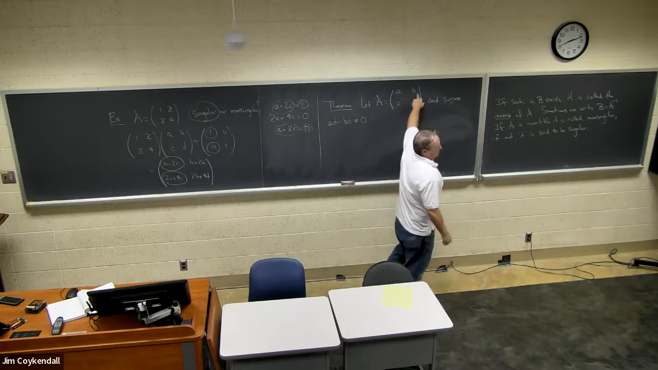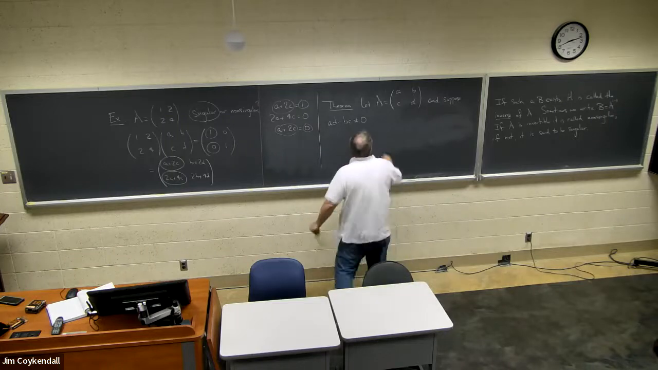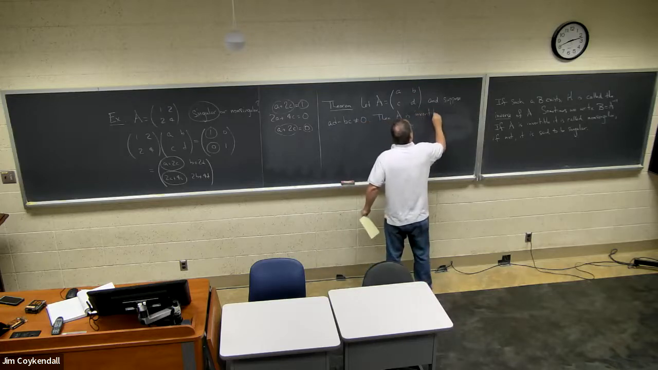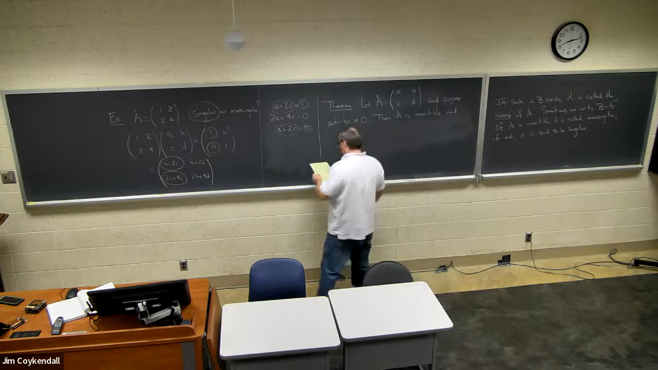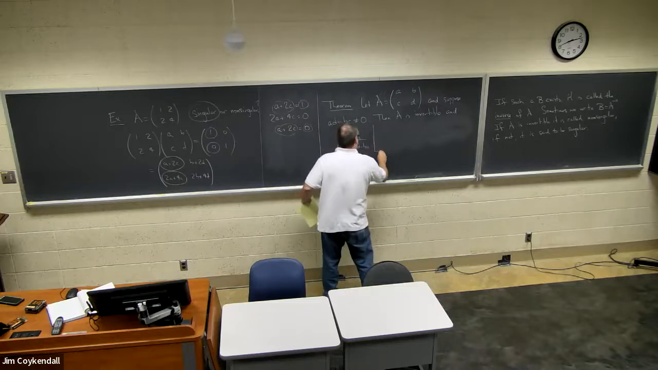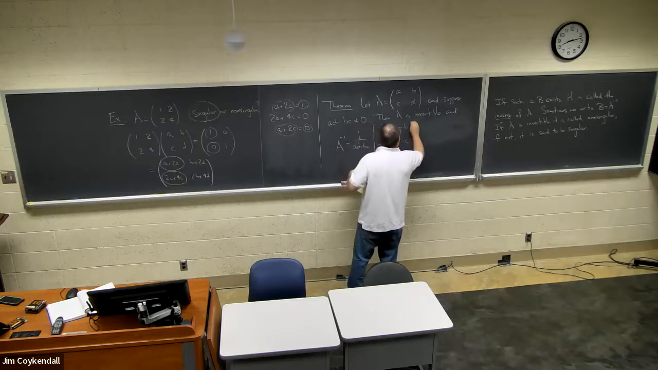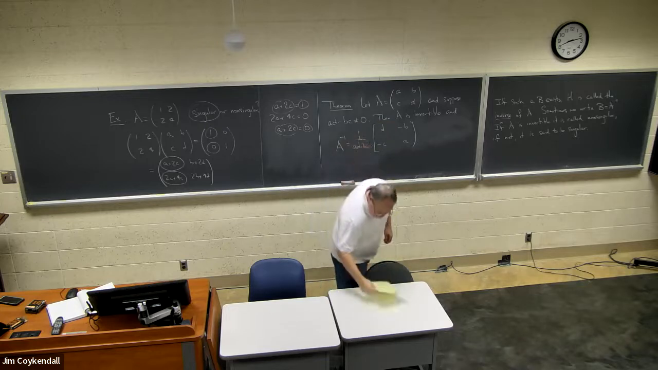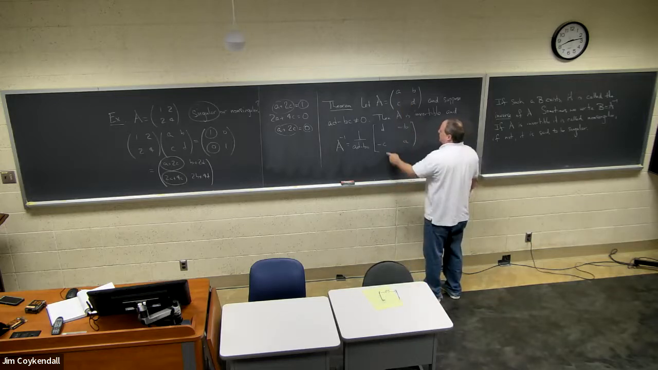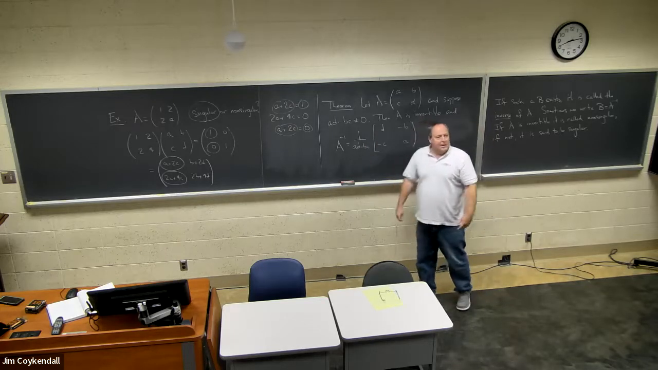Suppose that this times this minus this times this is not 0. Then A is invertible. And I can tell you what the inverse is. Matrix D, minus B, minus C. So in other words, what did I do? I took the diagonal entries and flipped them, and then I changed the sign on the off-diagonal entries, and I multiplied by 1 over this number.